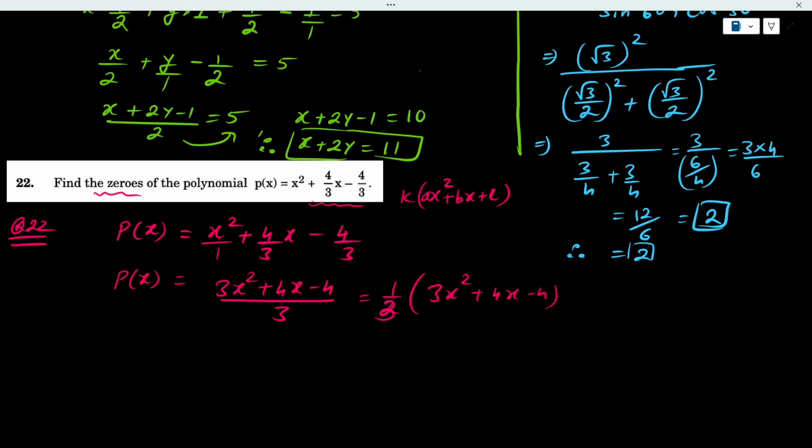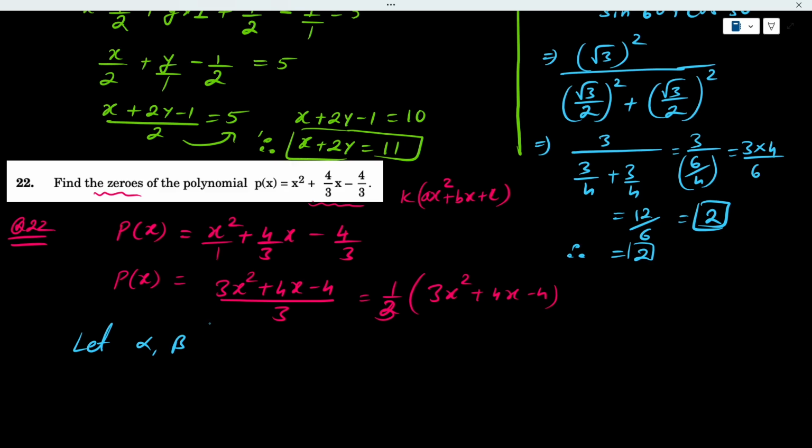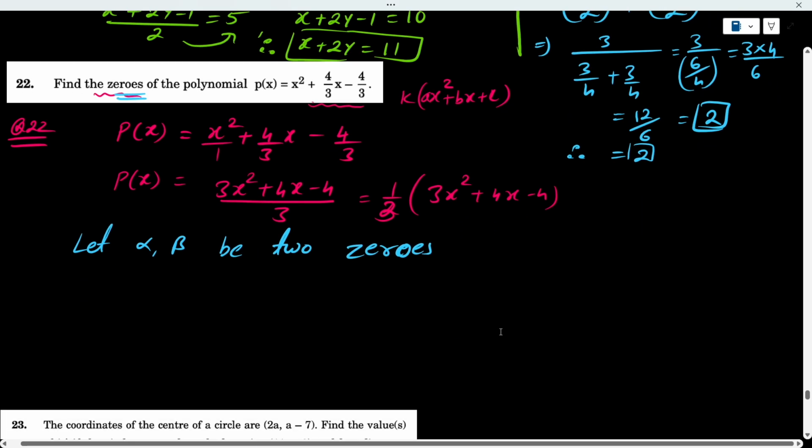How are we going to do it now? After this, what is going to be your alpha? So you write, let alpha and beta be the two zeros, right? So if there are two zeros, how are you going to take it? Either you do this, because I don't need to find the relationship here. You can follow the factorization. If you need the relationship between zeros, you take alpha plus beta and alpha into beta, but they are asking you to find the zeros here. So what you can do here is factorization.